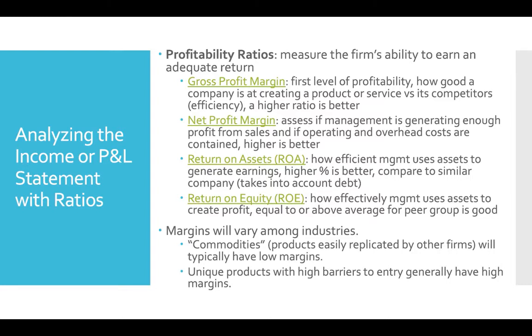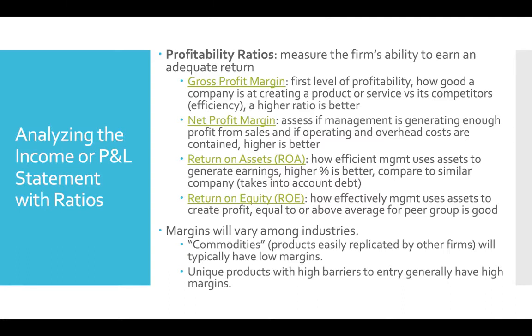The return on assets, or ROA, lets us know how efficient management is at using assets to generate earnings. The ROA takes into account a company's debt and is best used when comparing against similar companies or comparing a company against its own previous performance. Return on equity lets us know how effectively management uses assets to create profit. Being equal to or above average against your peers is good.